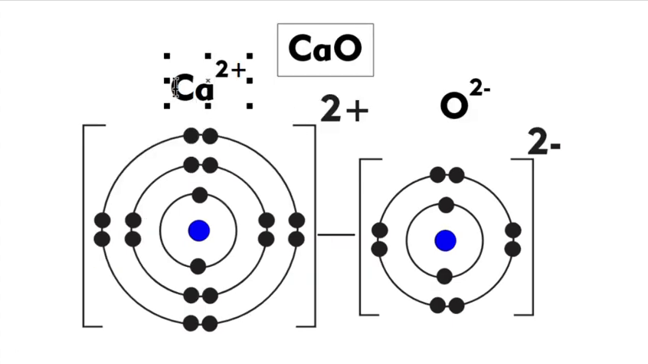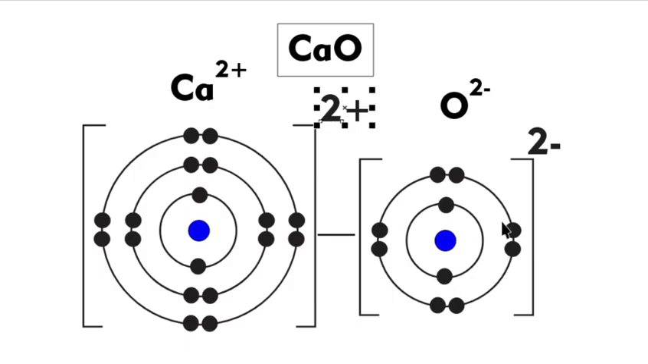Calcium oxide. So calcium 2 plus. To become stable, it donates 2 electrons and it becomes 2 plus calcium cation or positive ion, with 2 electrons donated. O2 minus, they have gained those electrons and this is how the compound is formed. Ionic bond is made between them.